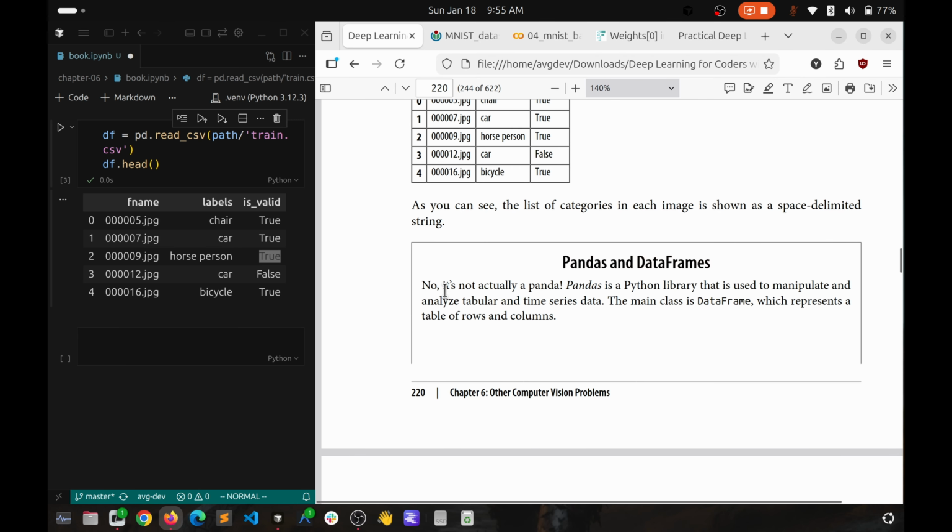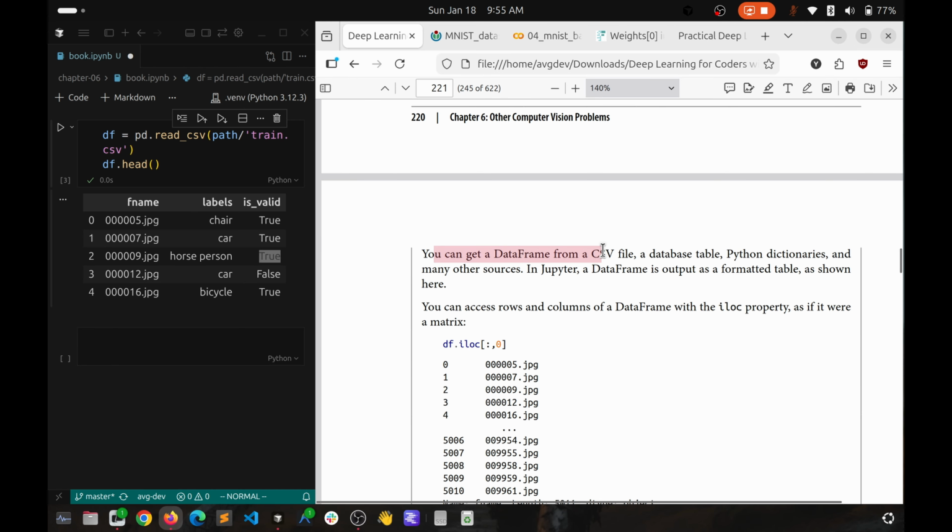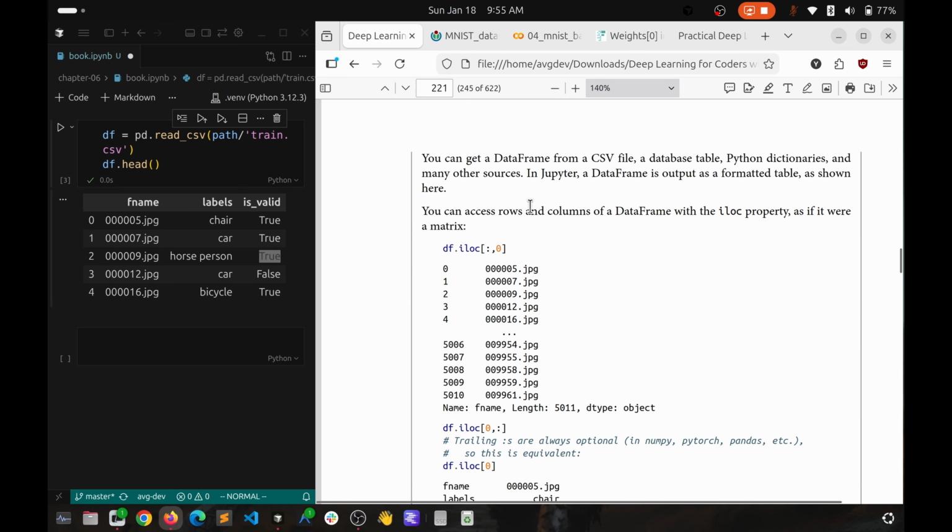Pandas and DataFrames. No, it's not actually a panda. Pandas is a Python library used to manipulate and analyze tabular and time series data. The main class is DataFrame, which represents a table of rows and columns. You can get a DataFrame from a CSV file, a database table, Python dictionaries, and many other sources. In Jupyter, a DataFrame is output as a formatted table, as shown here. You can access rows and columns of a DataFrame with the iloc property, as if it was a matrix.